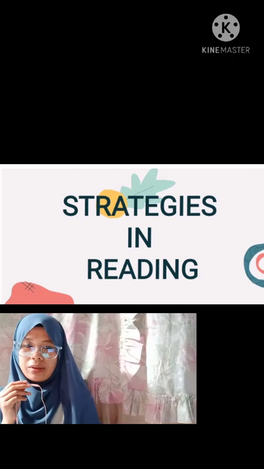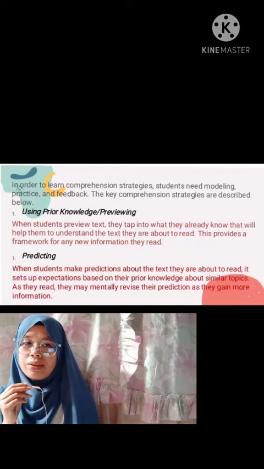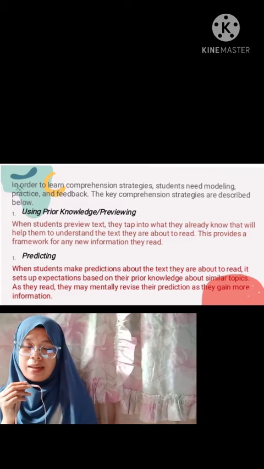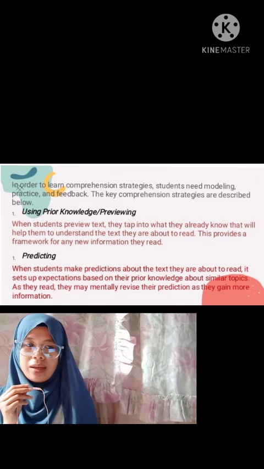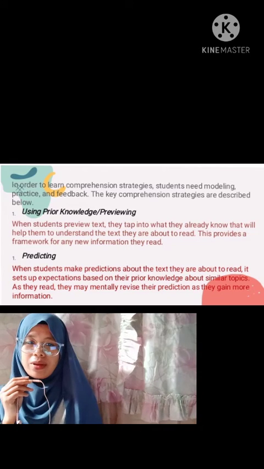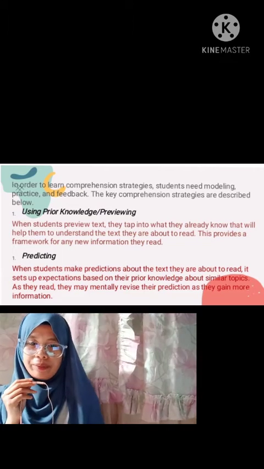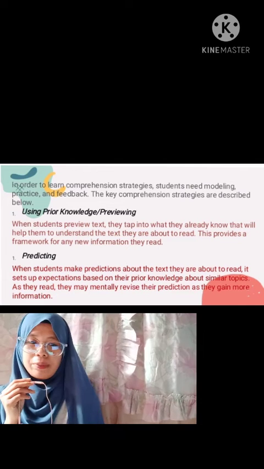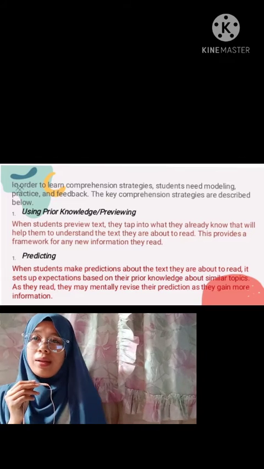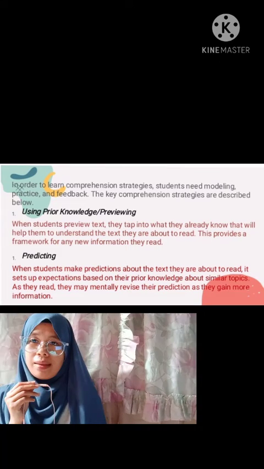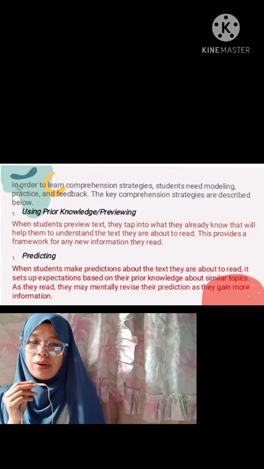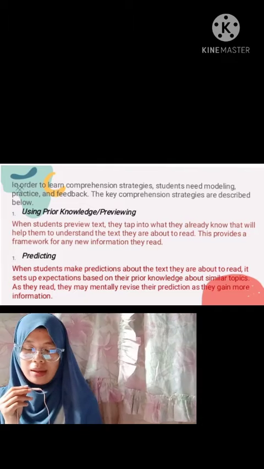In order to learn comprehension strategies, students need modeling, practice, and feedback. The key comprehension strategies are described below. Number 1. Using prior knowledge or previewing. When students preview text, they tap into what they already know that will help them to understand the text that they are going to read. This provides a framework for any information they read.